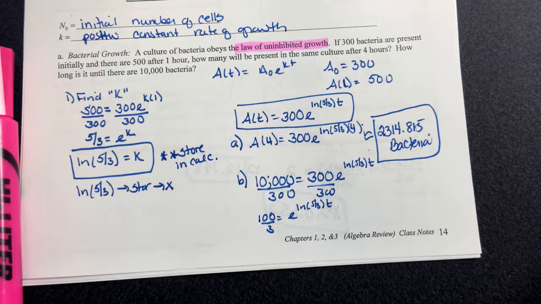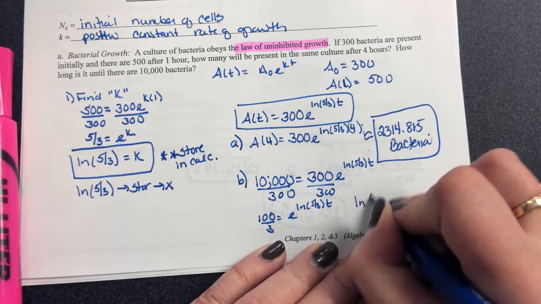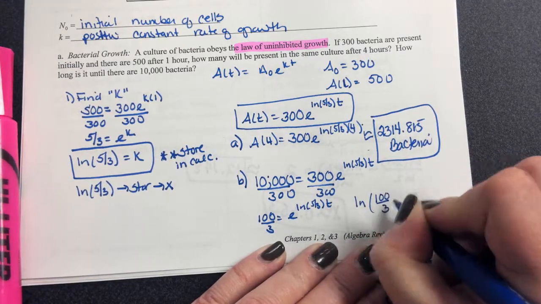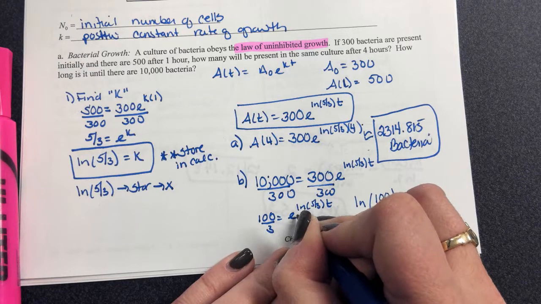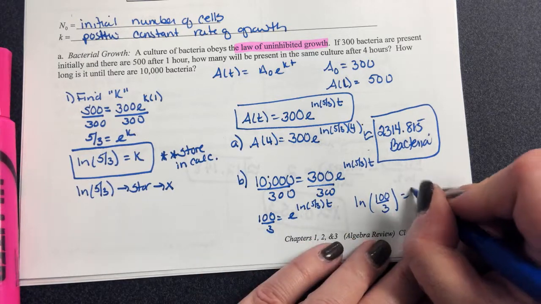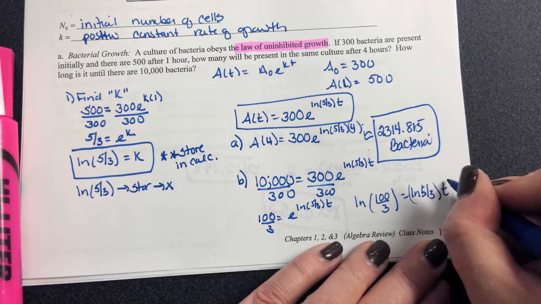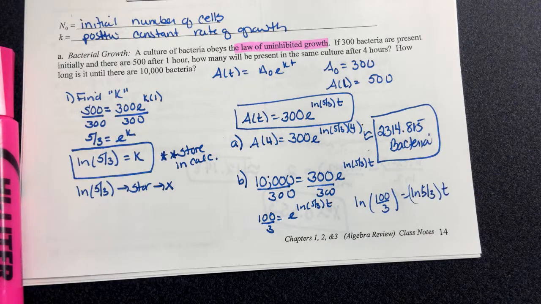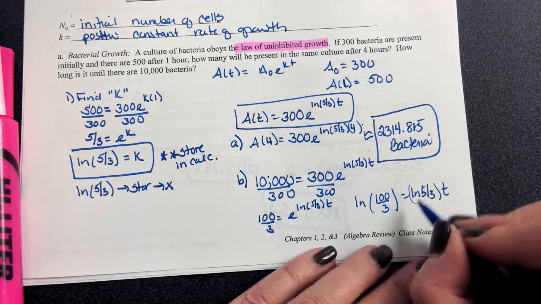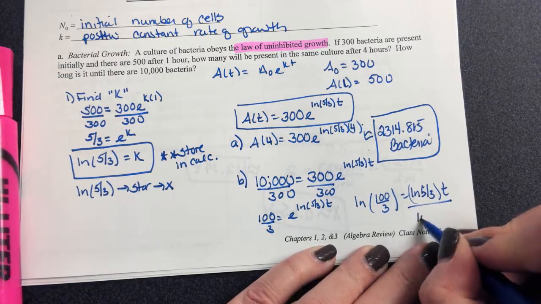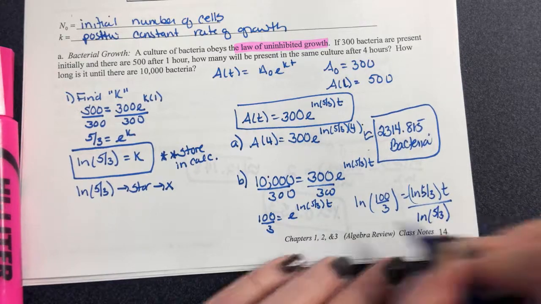Remember, t is in an exponent. So now what am I going to have to do to both sides of the equation? I'm going to have to take the natural log. So natural log of 100 over 3 is equal to, when I take the natural log of e, I can pull out what's in the exponent. That's going to be the natural log of 5/3 times t. Now what can I do to solve for t? I can divide by the natural log of 5/3. Remember, that's what's stored in the calculator.